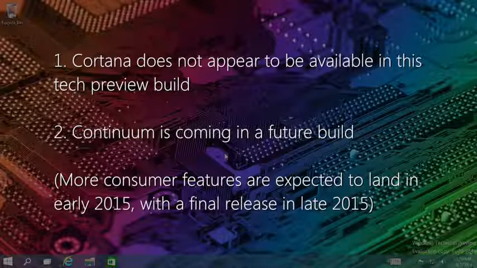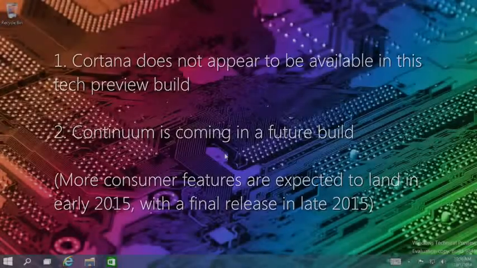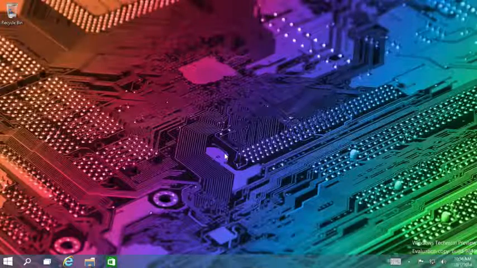Two, there is a mode with Windows 10 where it can automatically detect if you're using a touch interface or a keyboard interface, and it will be able to switch all of your currently open apps between the two modes seamlessly. It's called Continuum, but as of right now, that is not available in this build either. So I just wanted to get those two out in the open right there.